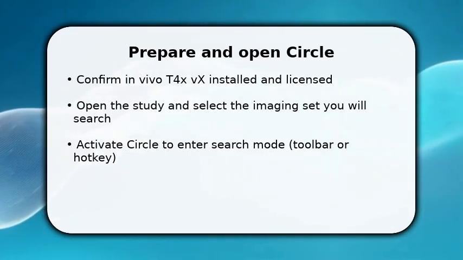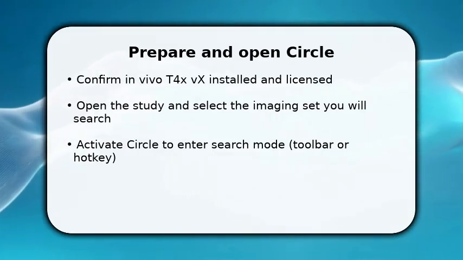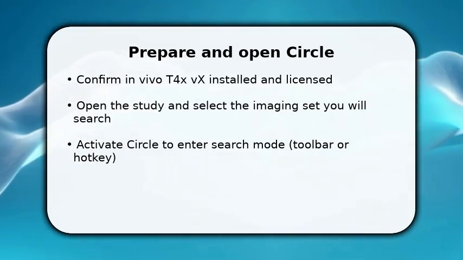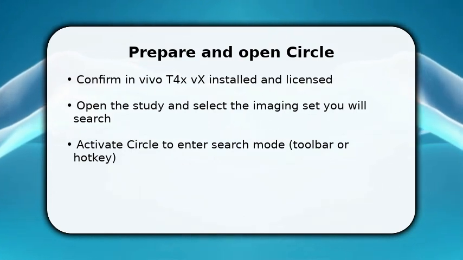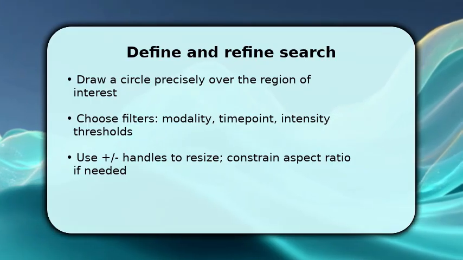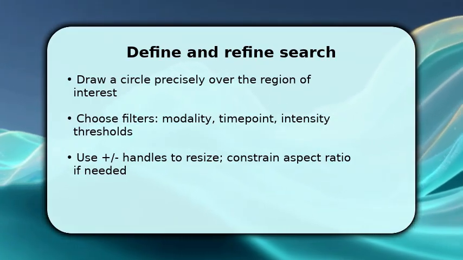You do this now because subsequent steps depend on an active search cursor, and it saves time compared with switching contexts later. Draw the circle directly on the image, centering it on the structure you want to analyze. Precise placement yields accurate matches.